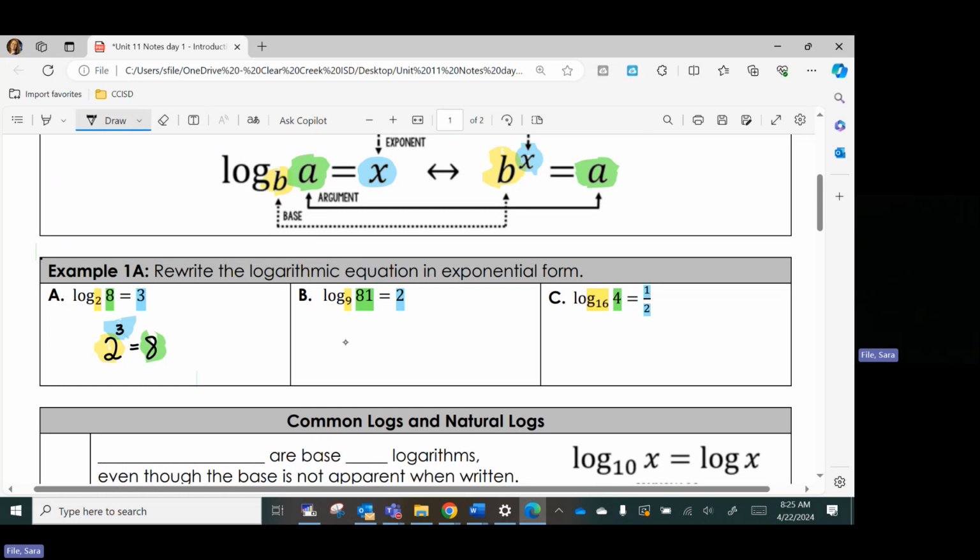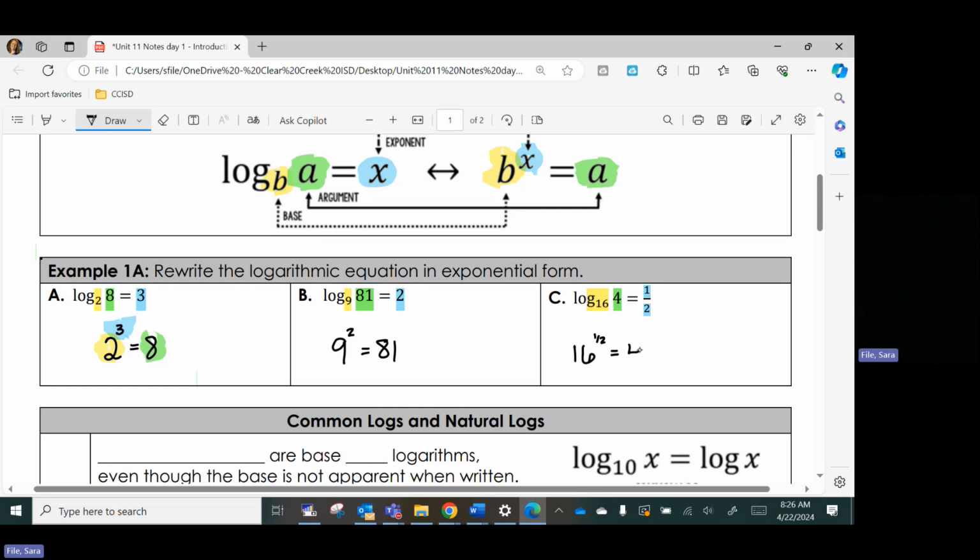Base 9 to the power of 2 equals 81. And these make sense, don't they? Aren't these true? Isn't 2 cubed equal to 8? Isn't 9 squared equal to 81? Yes? Okay. And so this one would be a base 16 and 1/2 power equals 4.